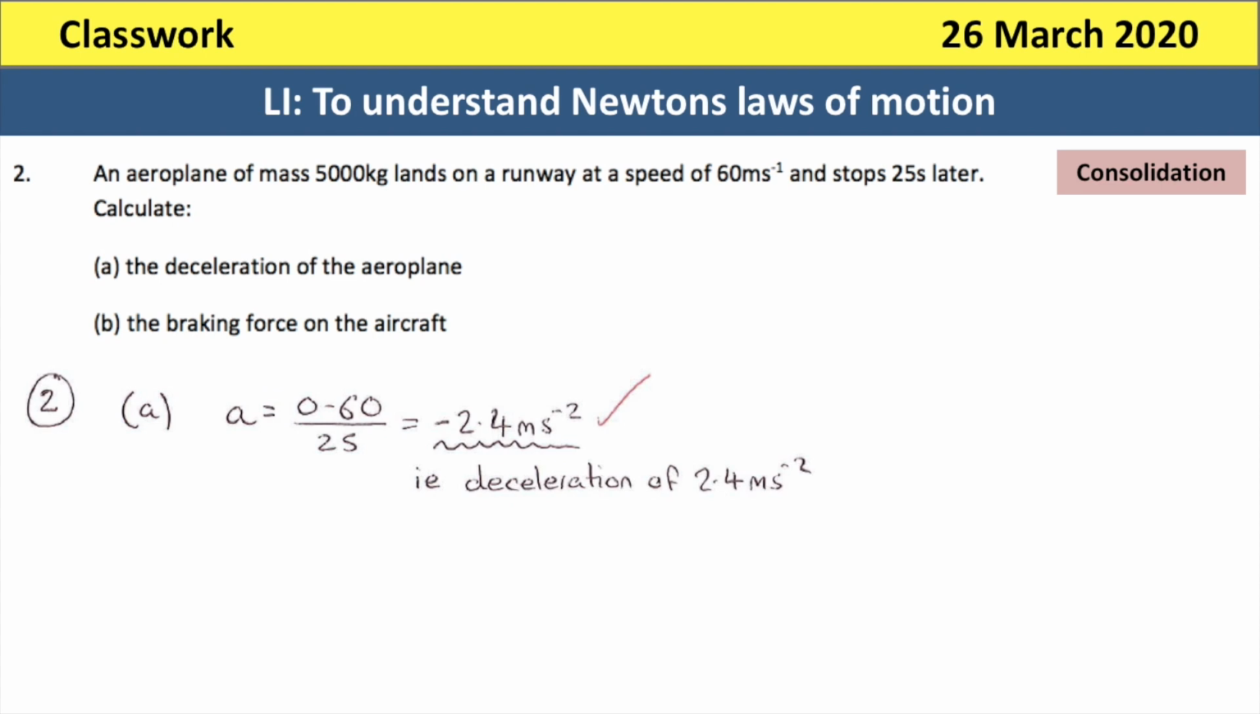Then to work out the braking force, again, it's a case of using F equals ma. So we do 5,000 multiplied by 2.4, which gives us 12,000 newtons. You can include a negative sign if you want to indicate the direction of the force, but you don't need to get the marks for the question.